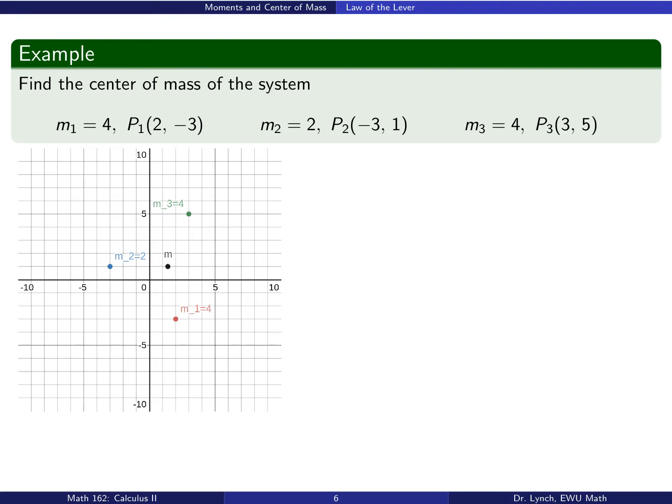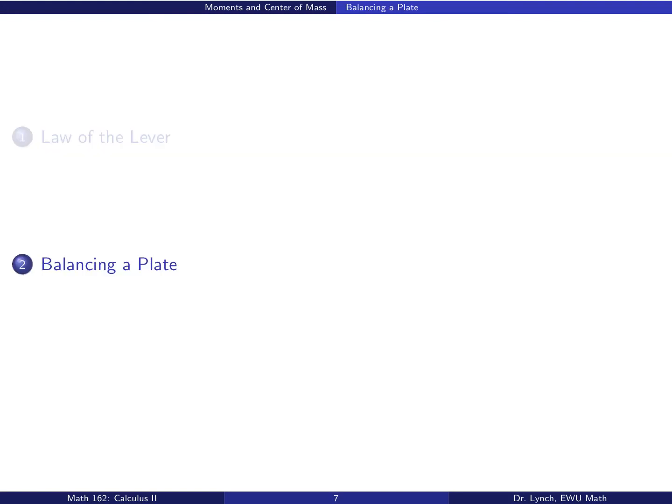And we see the center of mass here at 14/10 and 10/10. So here's that center of mass with x coordinate 1.4 and y coordinate 1. And we can think of this system as being equivalent to having one mass with 10 units of mass pointed exactly at (1.4, 1), so an equivalent system. Okay, let's go ahead and think about now balancing a plate in the XY plane.